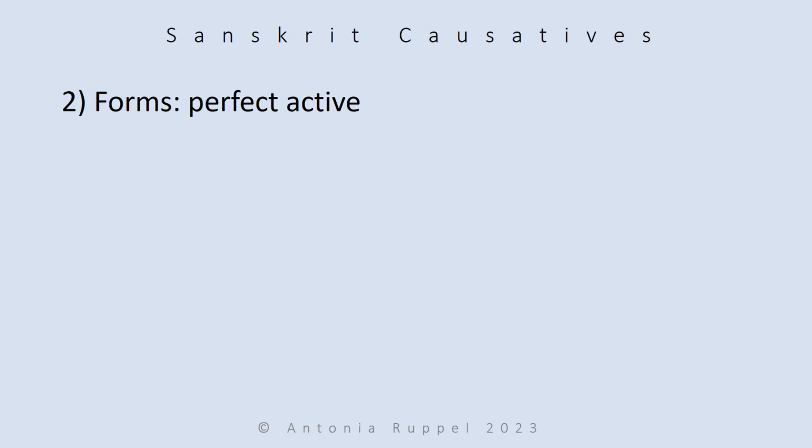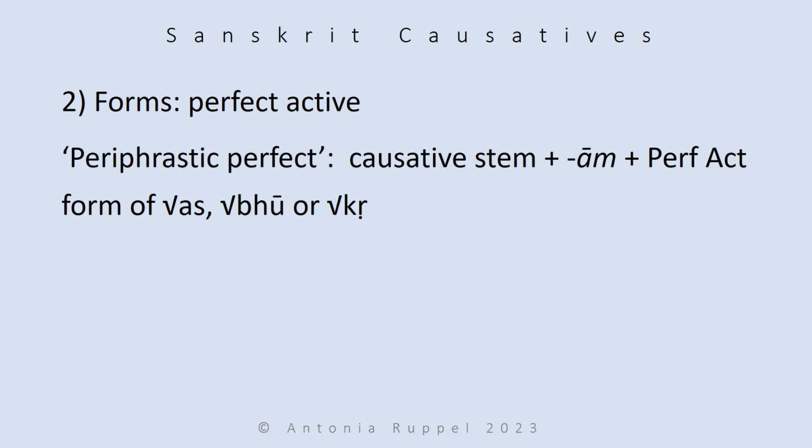And so, with causatives, for the perfect, we use this so-called periphrastic perfect. Periphrastic basically is a fancy term that means consisting of more than one word. So in order to express the perfect active of a causative, you take the present causative stem and you add am to it. And then as an auxiliary, you add the perfect active form of as or bhu or kr. So if you want a third singular perfect active, you take causative stem plus am plus the third singular perfect active form of as or bhu or kr.